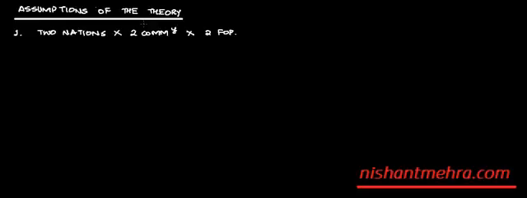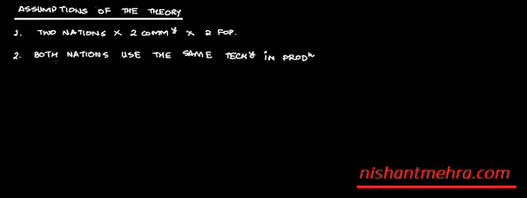Let's talk about the different assumptions of Heckscher-Ohlin theory. The first assumption says that there are two nations, two commodities, and two factors of production. Okay, there are two nations, nation 1, nation 2, two commodities X and Y, and two factors of production, capital and labor.